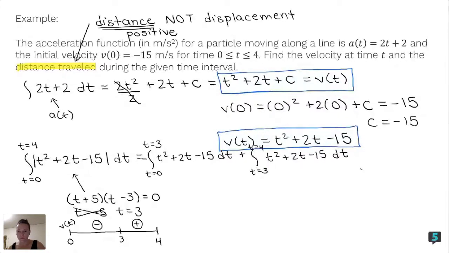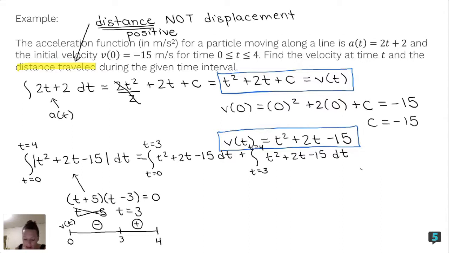The number line part. What do you mean by that? How I got the -5 and 3? The number line part. Okay. So going back, if we look at t squared plus 2t minus 15, that's my velocity function. And I know that I'm trying to find distance, and distance is always positive. I have to make sure that I account for when that function is positive and when that function is negative. I want it to all be positive because I'm trying to find distance, okay?